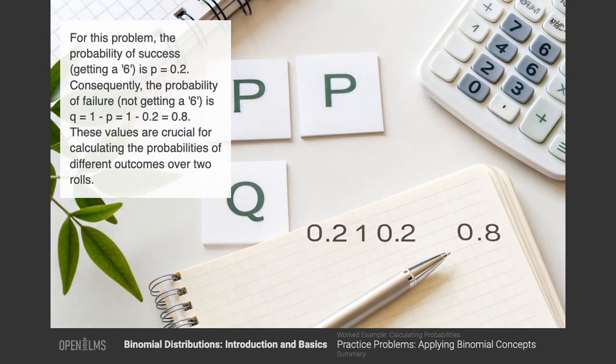For this problem, the probability of success, getting a 6, is p equals 0.2. Consequently, the probability of failure, not getting a 6, is q equals 1 minus p, equals 1 minus 0.2, equals 0.8. These values are crucial for calculating the probabilities of different outcomes over 2 rolls.